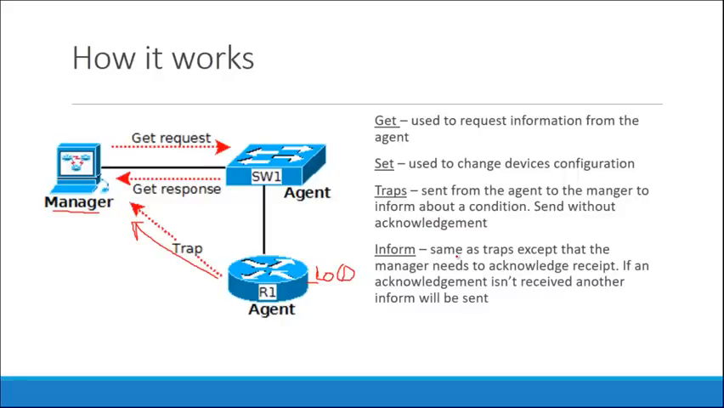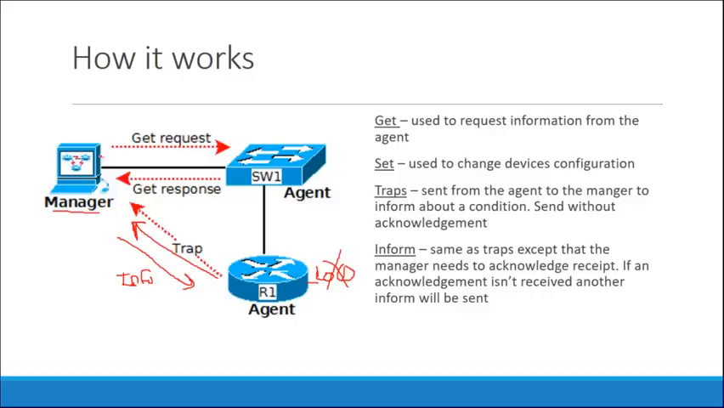An inform is the same as a trap in that, again, this interface goes down, and we're going to let our manager know about that. The difference between an inform and a trap is that an inform needs an acknowledgement. So the manager has to acknowledge back that it has, in fact, if we're using informs, received it. And if he doesn't, within a certain period of time, if the acknowledgement isn't received, another inform will be sent.